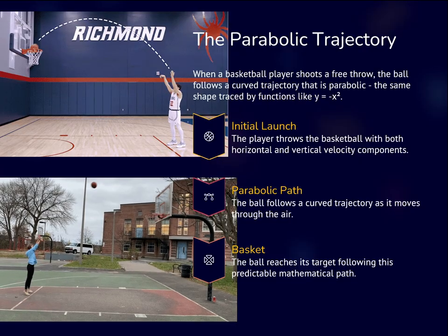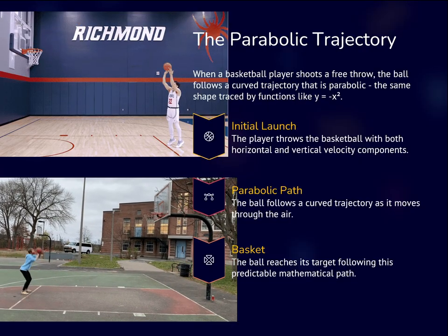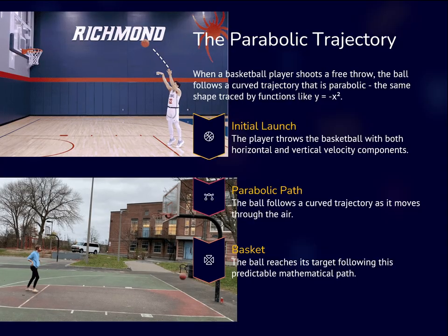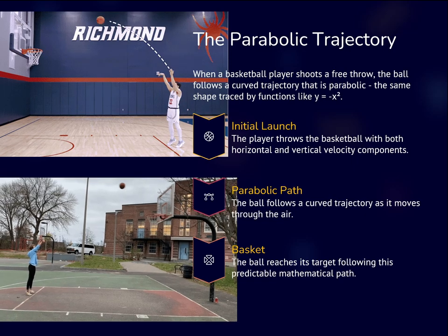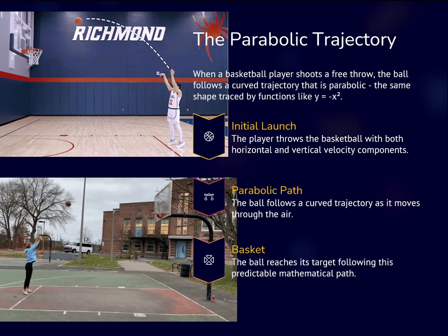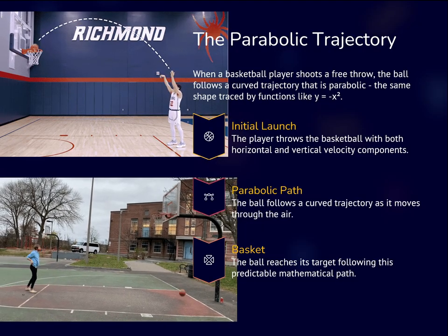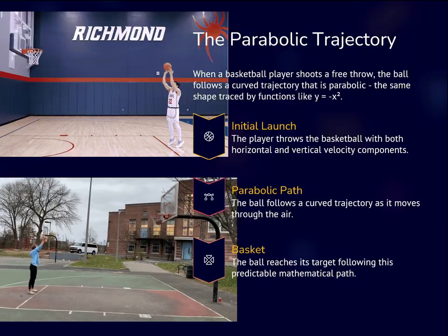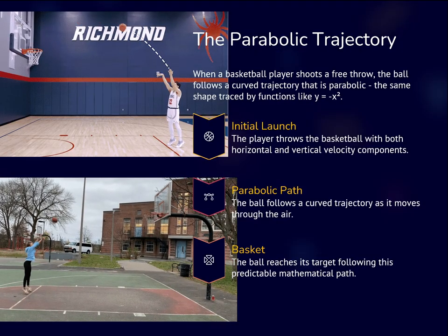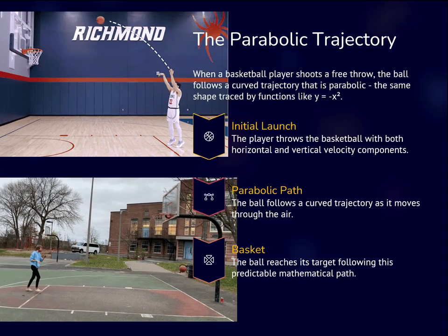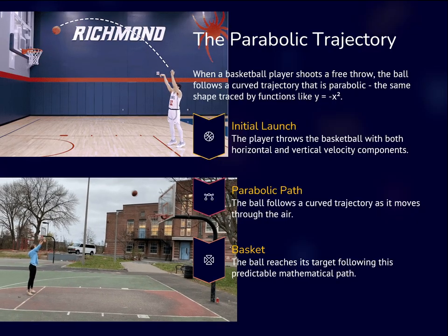Now, think about a basketball player shooting a free throw, or someone in parkour leaping from a wall in Tokyo to another rooftop. The path that they follow is curved. It's a parabola. The shape is just like the graph of y equals negative x squared, which is a quadratic function. But why is it shaped like this?